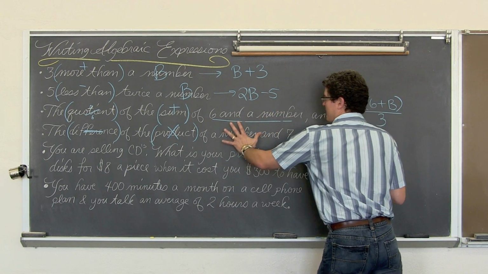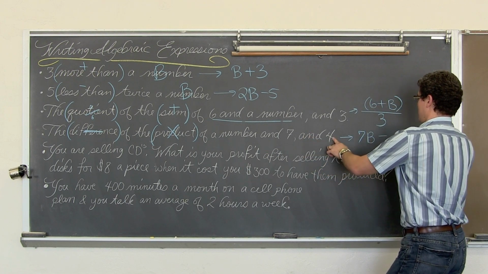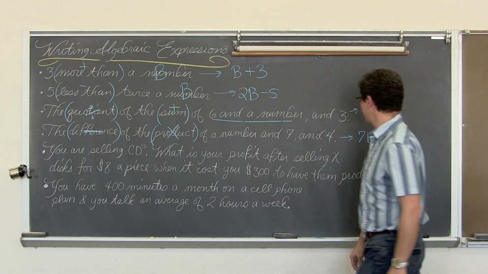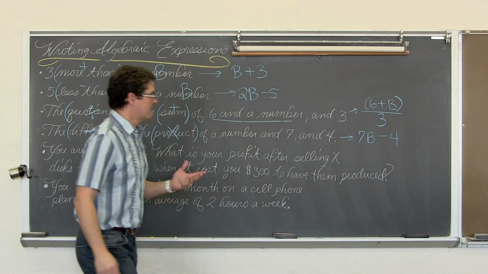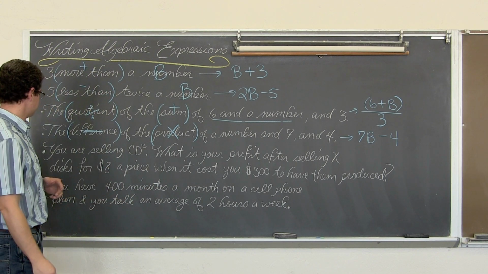I want the difference of this and 4. So there's the difference of 7 and a number, and 4: 7b minus 4.